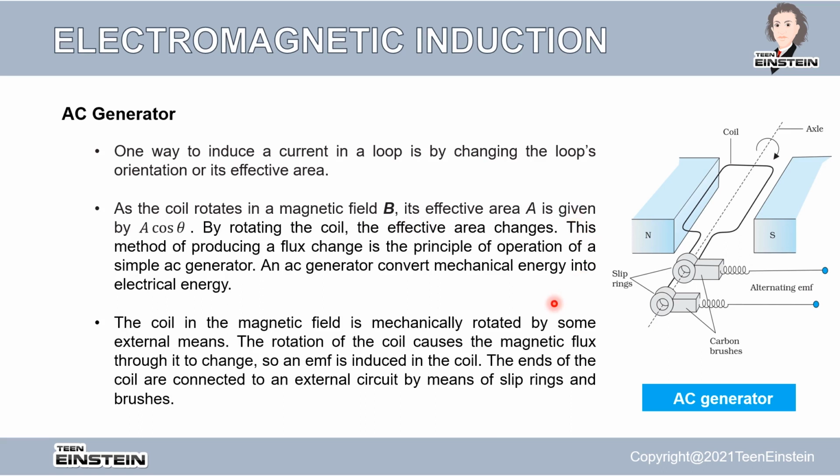This method of producing a change is the principle of operation of a simple AC generator. An AC generator converts mechanical energy into electrical energy. So how does it convert mechanical energy? Because to rotate this coil, you need to provide mechanical energy. And by rotating, you're changing the flux. And the change in flux is inducing an EMF in this coil, which you're taking out by using these contacts. So you're giving mechanical energy and in return you're taking electrical energy.